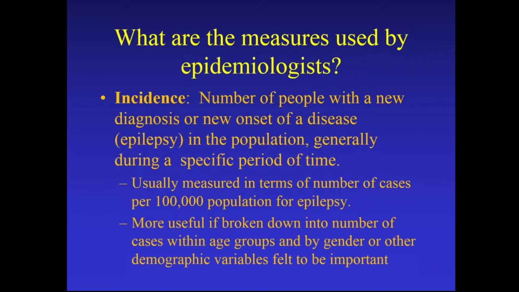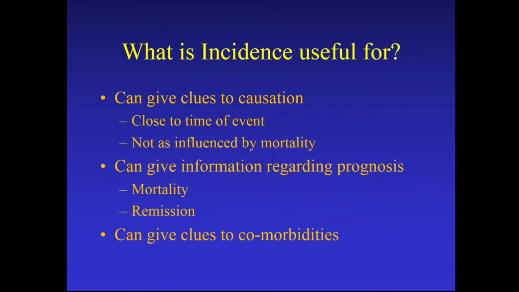Again, it's more useful if broken into number of cases within age groups and by gender or other demographic variables felt to be important. Incidence is important because it gives us clues to causation. It's close to the time of event. The cases are not as influenced by mortality. So it can give information regarding mortality and remission. It could also give clues regarding various comorbidities.